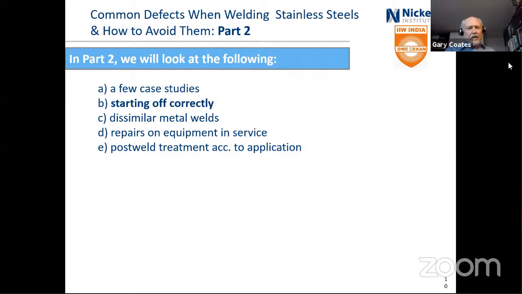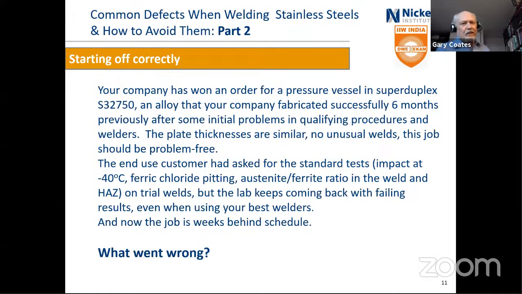So starting off correctly, well, let's get the scenario here. Let's say you're a fabrication company, you won an order for a pressure vessel in a super duplex stainless steel. 2507 is a common one. It's an alloy that your company just fabricated successfully 6 months previously. Most people, the first time they do a super duplex, they have some initial problems in qualifying procedures and welders. But in this case, it was similar to what they did earlier. The plate thicknesses are similar, no unusual welds. This job should be problem-free.